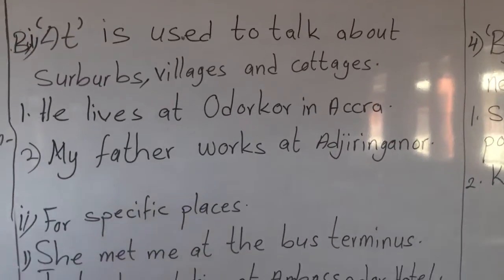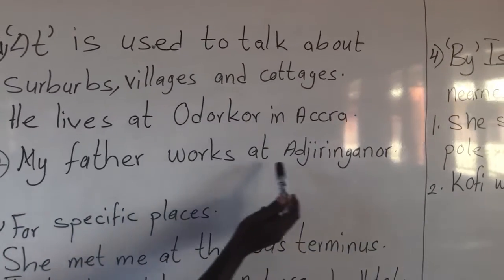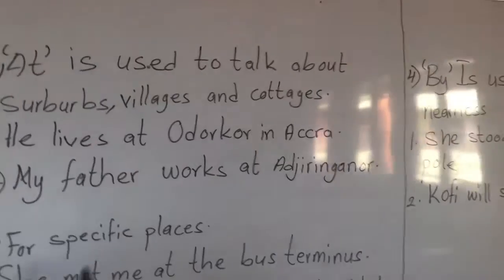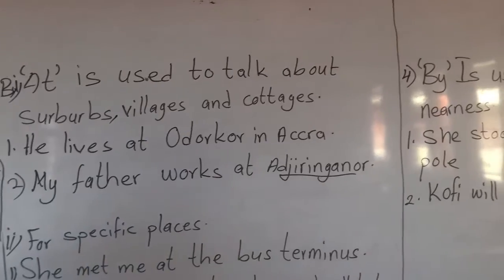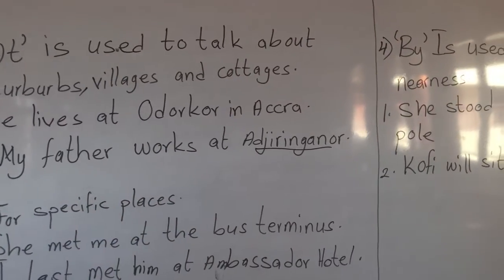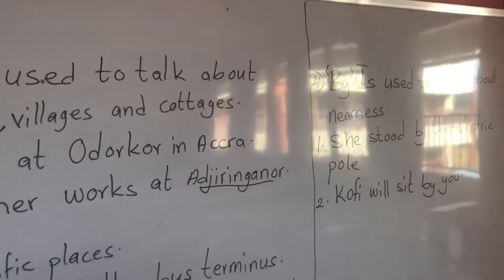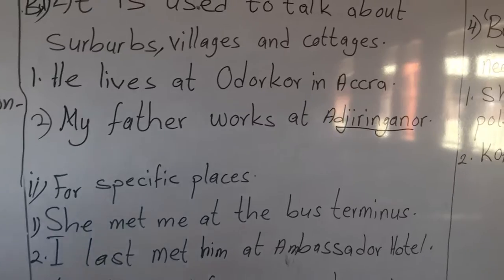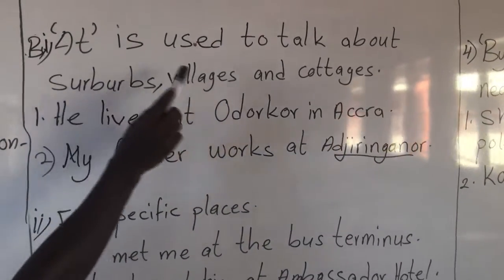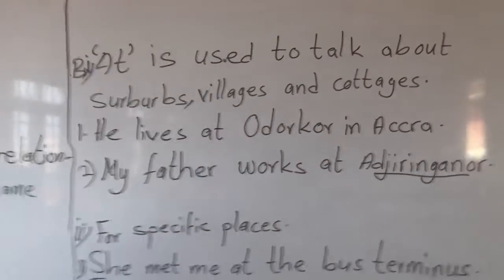Let's look at the next example. My father works at Ajingano. Ajingano here too is also a suburb of what? Accra. So we use what? At. My father works at Ajingano. So we are saying that at is used to talk about suburbs, villages, and cottages. Very good. Now let's continue.